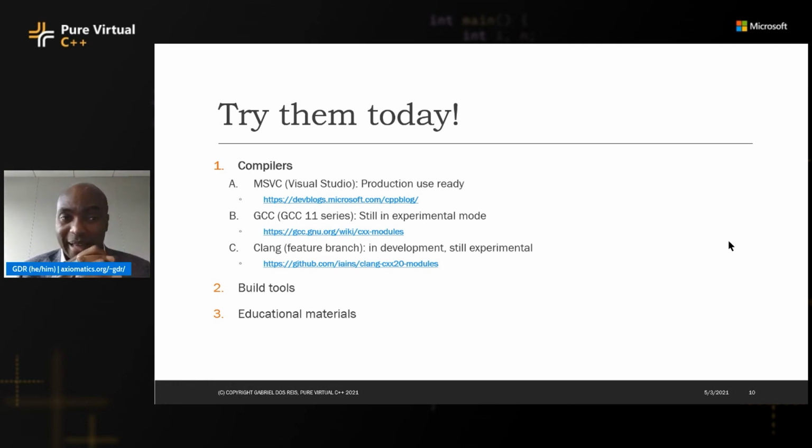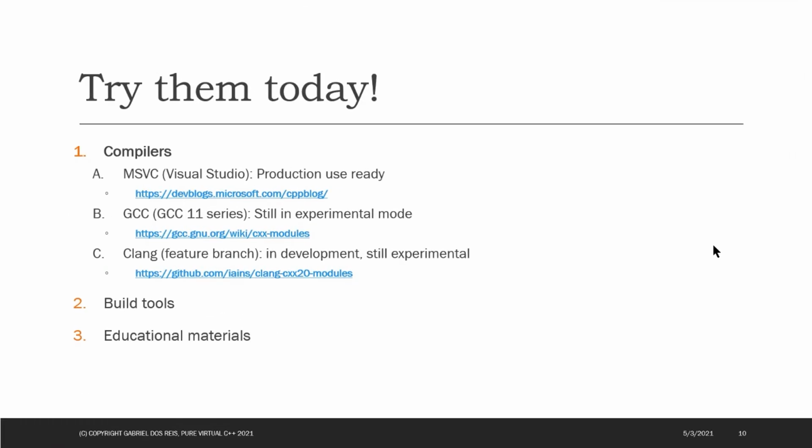GCC 11 was released last week, so just fresh out of the oven. It contains a preliminary implementation of modules, in C++20 mode, and you need an additional flag. But the implementation is labeled experimental. You can still try it in non-critical use and see what's going on, and give feedback to the GCC developers. They really love to have feedback and the bugs that people find.